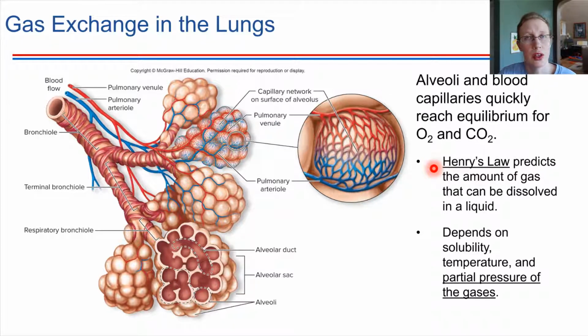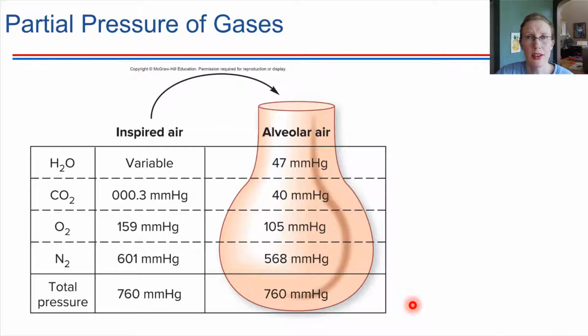We need to know the solubility of the gas. We need to know the temperature of the blood and of the air. And then we also need to know, and we're going to focus in on this one a little bit, the partial pressure of the gases. The partial pressure. So this depends on how many gases are present, and it's just kind of quantifying the ratios of those gases. So let's do a comparison. We're going to compare air that is brought into the lungs with air that is down in the alveoli once gas exchange has had a chance to happen.